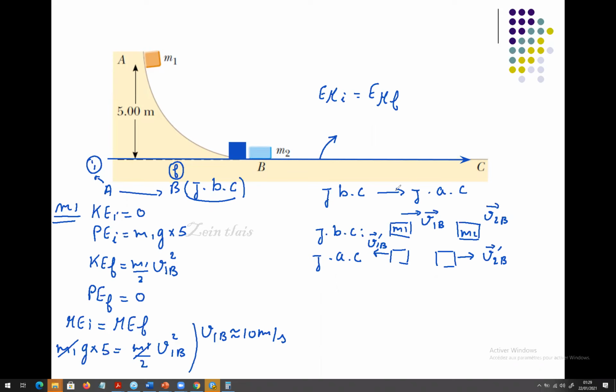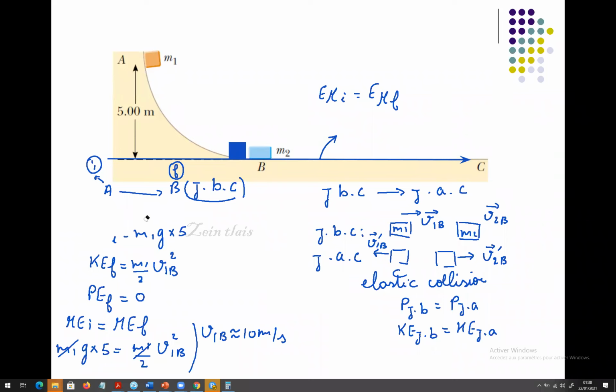Okay, you know, in the given we have an elastic collision. So we can use the equations of the elastic collision directly. In the case of elastic collision, we have P just before equals P just after, and kinetic just before equals kinetic just after. Here we can write directly the equations. You know, we have three equations.